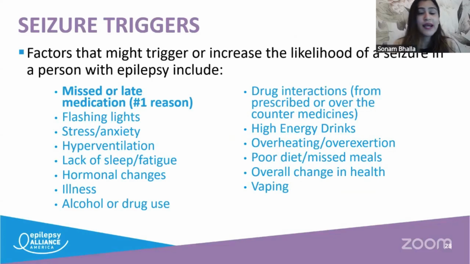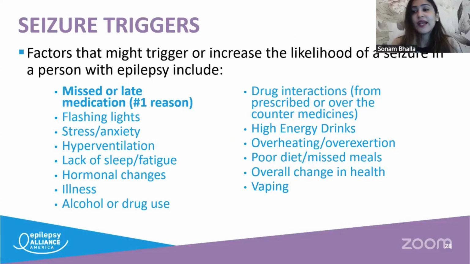Stress and anxiety is a common trigger. Unfortunately, stress and anxiety go with epilepsy because the nature of seizures is so unpredictable, but it is important to manage that. Anytime you're stressed out for various personal reasons, that can definitely increase your risk for seizures. Hyperventilation can increase your risk for seizures, especially the absence kind of epilepsies. Lack of sleep is a very common trigger.